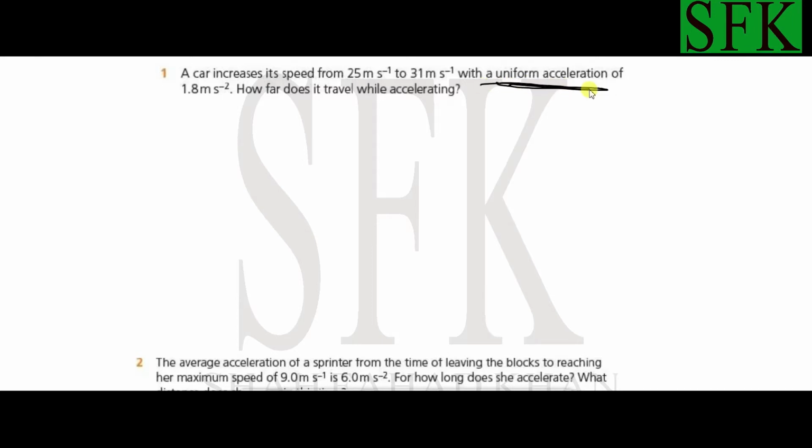This is a keyword. Since the acceleration is uniform, this means that acceleration is constant, right? Constant acceleration basically means that the equations of motion can be applicable because this is a uniformly accelerated motion. Now, acceleration is 1.8 meters per second squared. How far does it travel while accelerating?